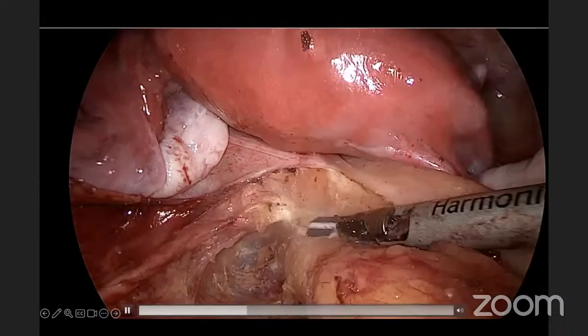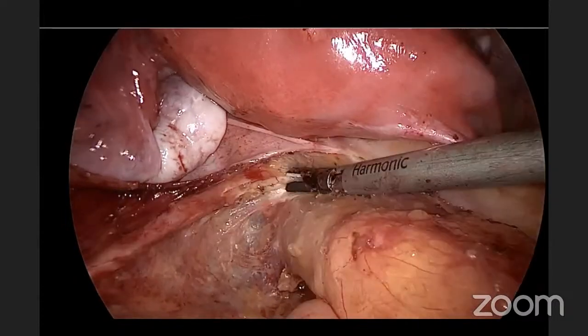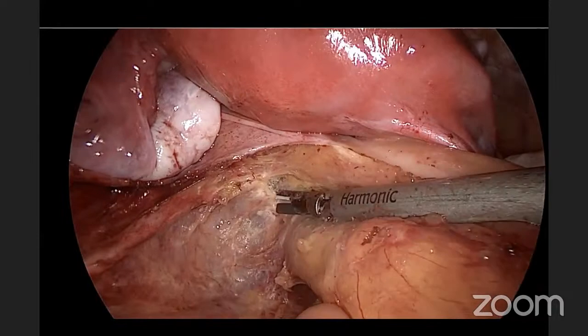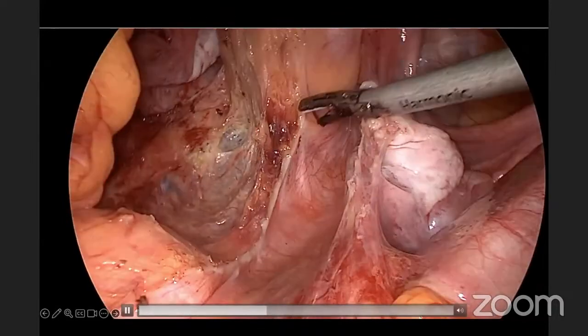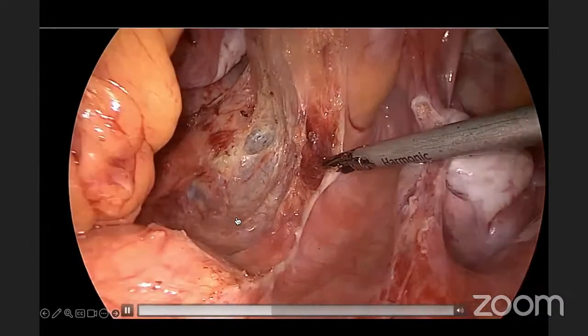You can see how the slinging of the uterus on top helps because the uterus is not falling into your specimen and you don't have to use another instrument to hold the uterus. This is the mesorectal fascia here. And you just stay on the mesorectal fascia and do circumferential dissection. So we did the left side. Now we're going to do the right side over here.